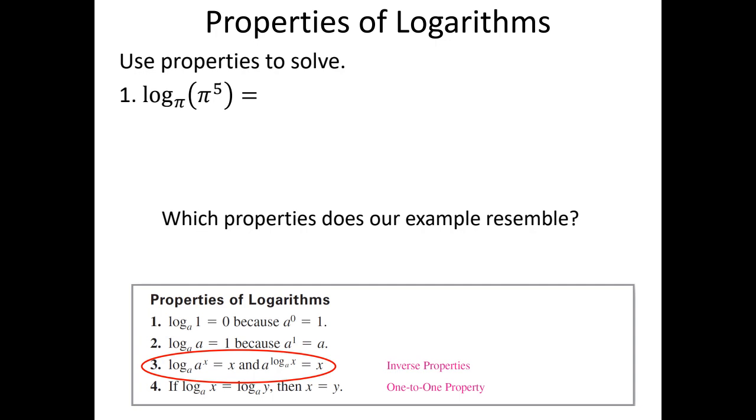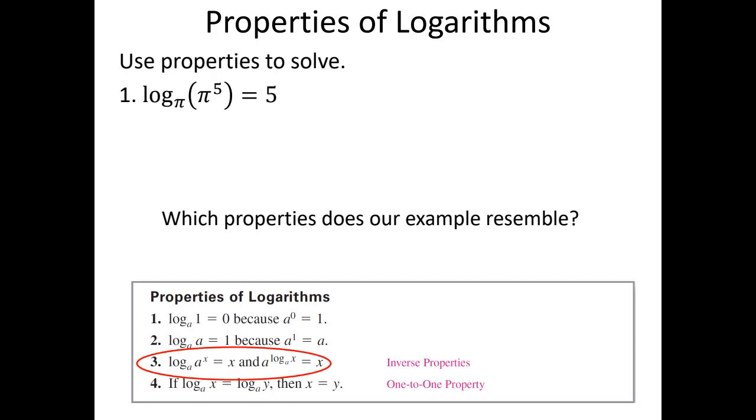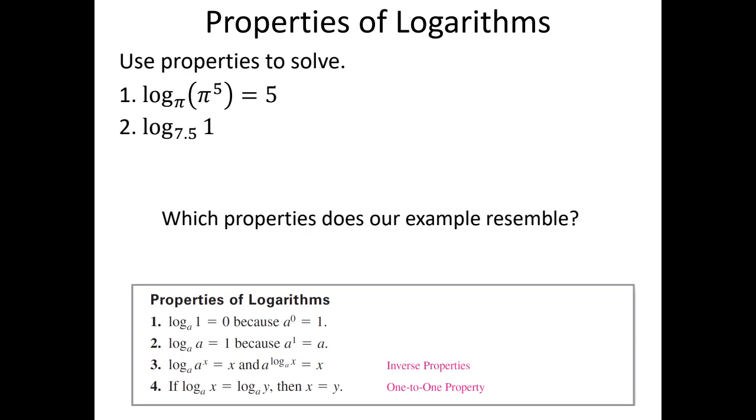Okay. All right. How about this one? This one should be super easy too. The log of base 7.5, and I'm going to input 1. What do I see here? Oh, that's my zero property for logs. Anytime that I put in 1 for the log, the answer will just be 0. So the answer here is 0.